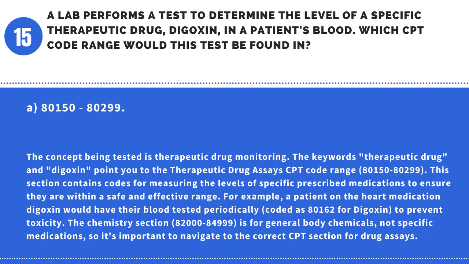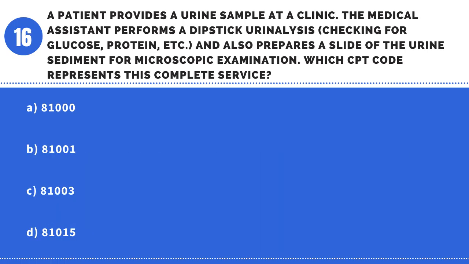drug assays. Question 16. A patient provides a urine sample at a clinic. The medical assistant performs a dipstick urinalysis, checking for glucose, protein, etc., and also prepares a slide of the urine sediment for microscopic examination. Which CPT code represents this complete service? A. 81000. B. 81001. C. 81003. D. 81015.